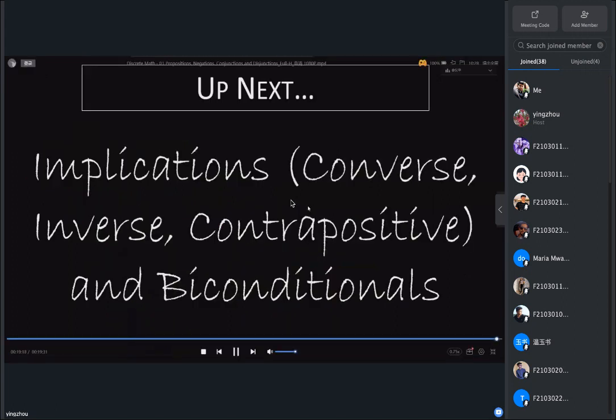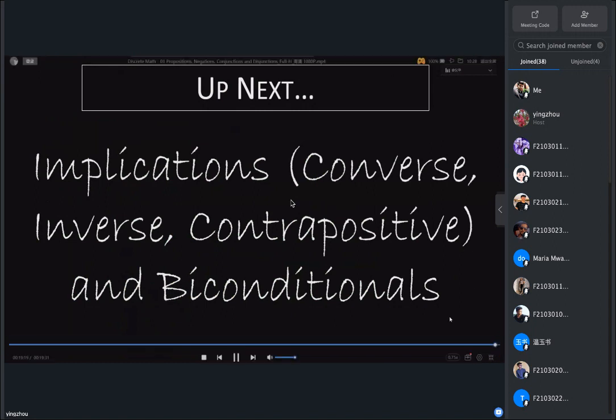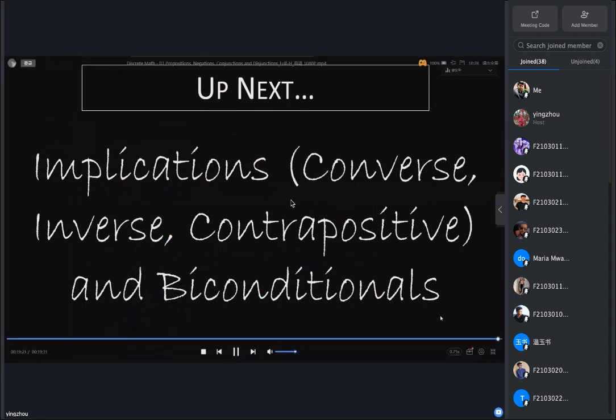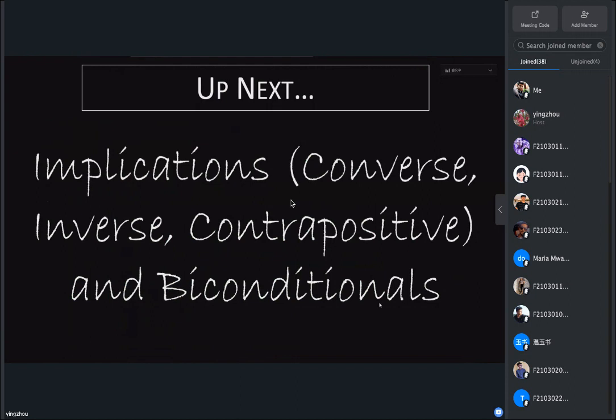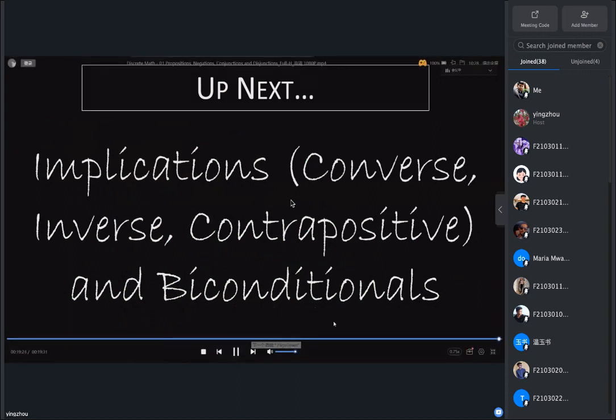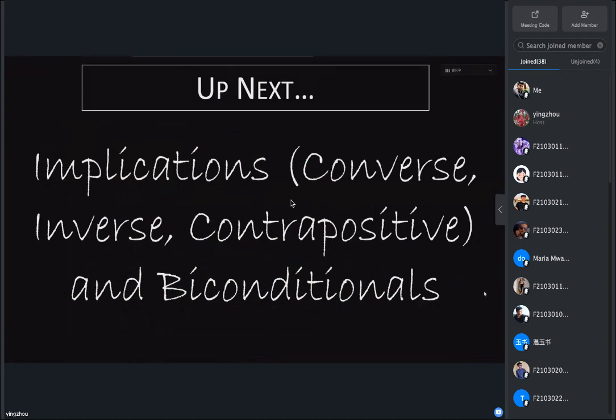Up next, we're going to continue our study of the connectives by studying implications and biconditionals. And we're, of course, also going to look at the converse, inverse, and contrapositive of the implications. Hope you can join me.